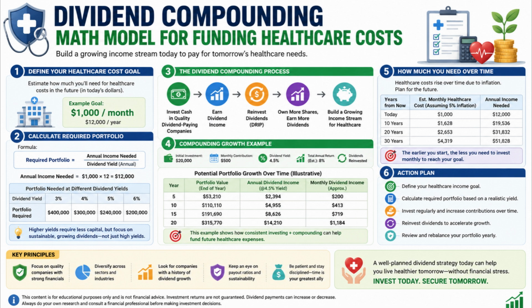Now, the action plan is simple. First, define the healthcare income goal based on expected future costs. Second, calculate the required portfolio size using a realistic dividend yield. Third, invest regularly and increase contributions over time whenever possible. Fourth, reinvest dividends to accelerate portfolio growth. Finally, review and rebalance the portfolio every year to make sure the income strategy remains sustainable.